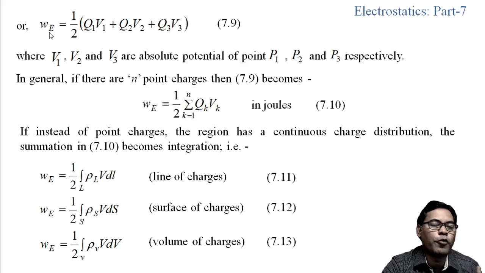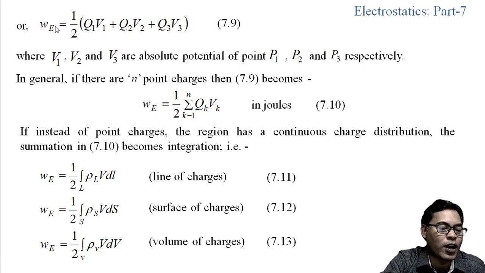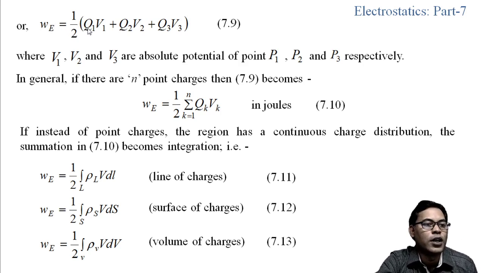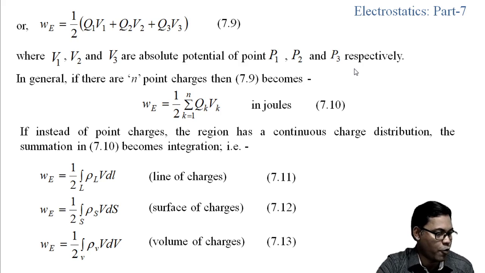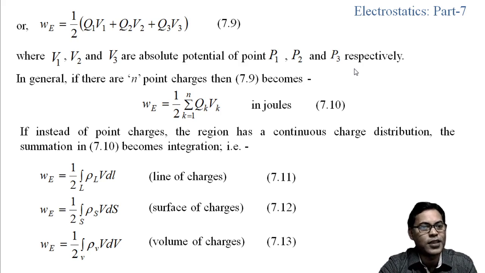Now finally, the total energy or work done WE can be written as half of Q1 V1 plus Q2 V2 plus Q3 V3, where V1, V2 and V3, as I said, are the absolute potentials of points P1, P2, P3 respectively. Now, instead of these 3 point charges, if we have n point charges and we want to move them from infinity to some empty space, then this 7.9 can be replaced by 7.10, that is WE equals half of summation k equals 1 to n Qk into Vk.